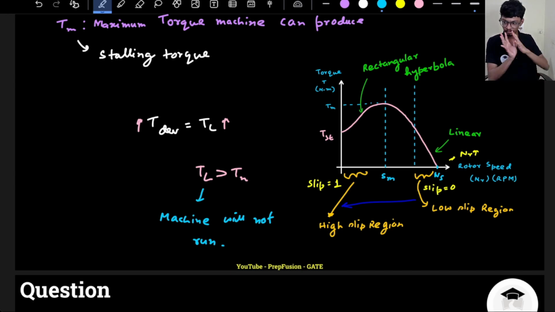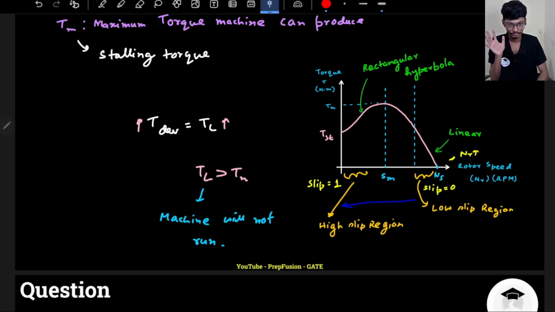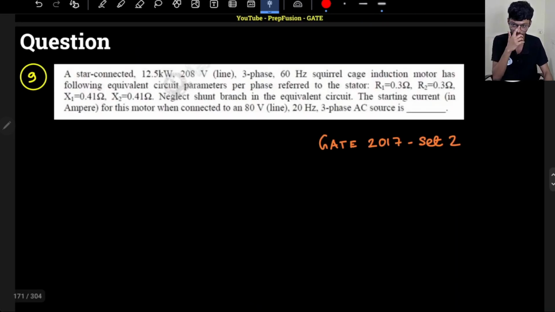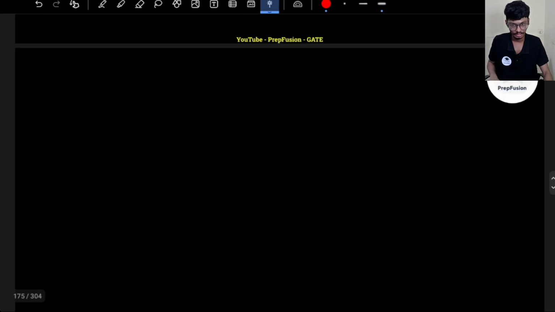Same here. If I keep on increasing the load torque, after a certain point, let's say 100 Newton meter, the induction motor cannot develop the torque for the balance equation to be satisfied. So it will just stall. The machine will not rotate. That's why it is also called the stalling torque. I hope that is clear. So let's solve a few questions on this torque equation, whatever we have learned till now. Pause the video and try these questions by yourself, and I will come back with the solutions.